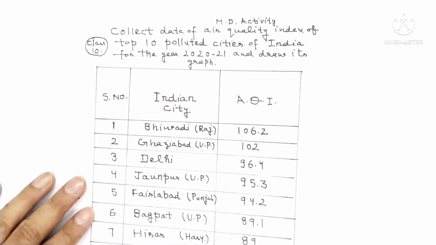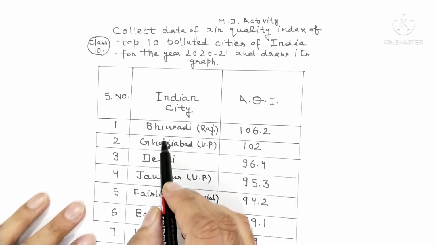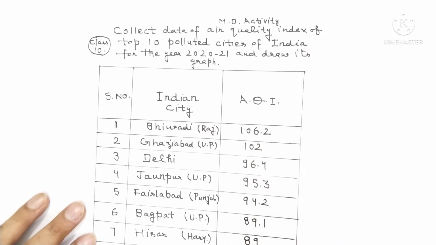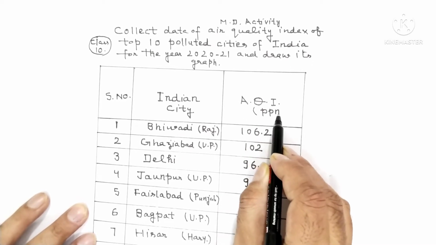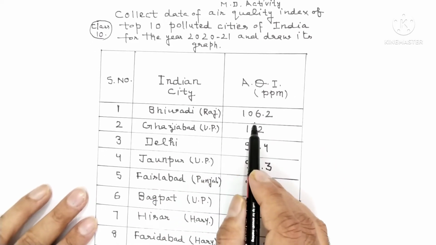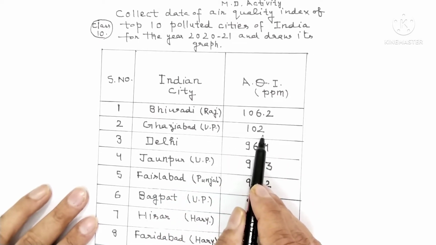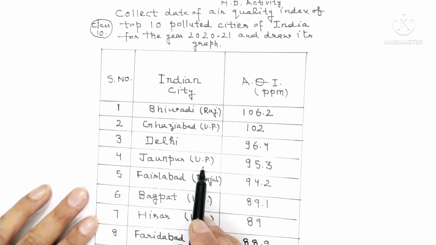So I have collected the data from reliable sources through the internet. This is the data: serial number, the Indian city, and the air quality index. The air quality index unit is ppm, parts per million. Bhiwadi, in Rajasthan, is 106.2 parts per million. Ghaziabad in UP, 102 ppm. Delhi, 96.4 ppm. Jaunpur in UP, 95.3 ppm.